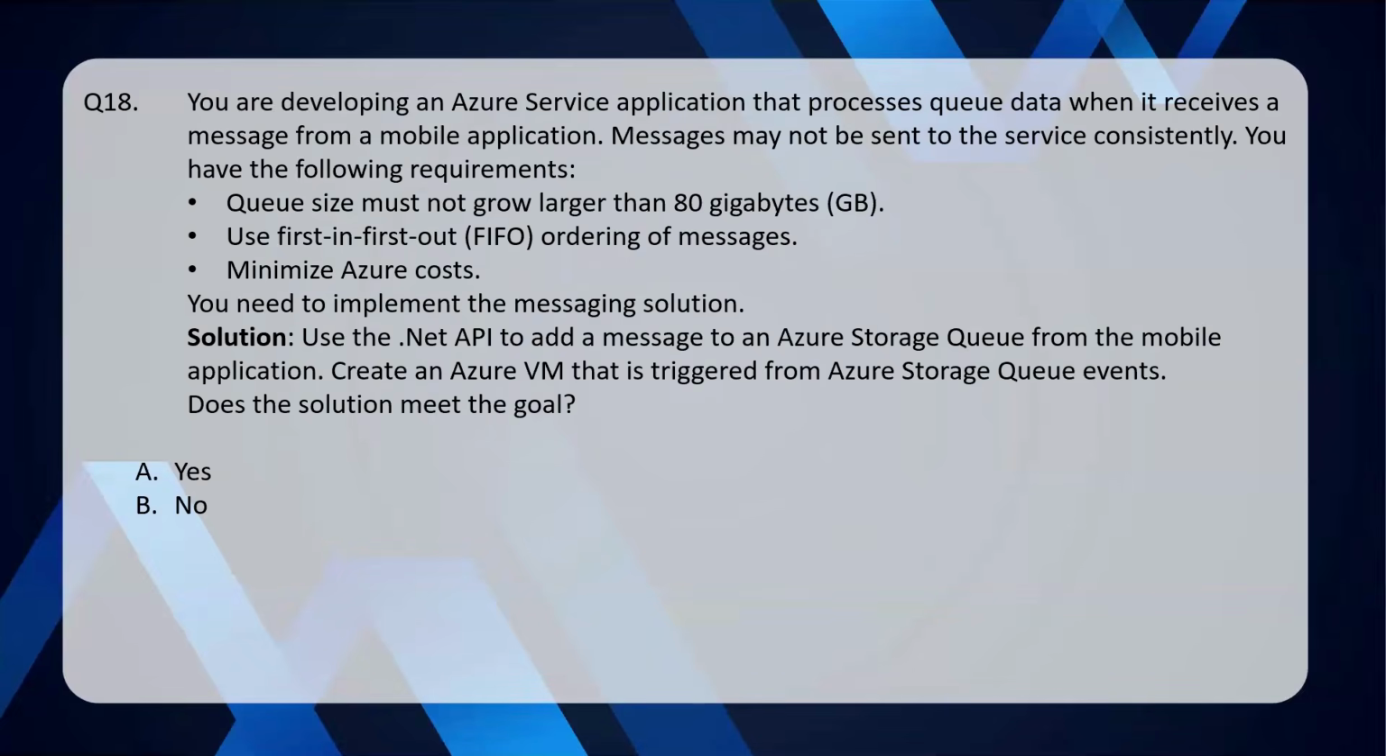And the solution you choose is use the .NET API to add a message to an Azure storage queue from the mobile application. Create an Azure VM that is triggered from the Azure storage queue events. Does this solution meet the goal? You need to tell whether this is right or wrong.